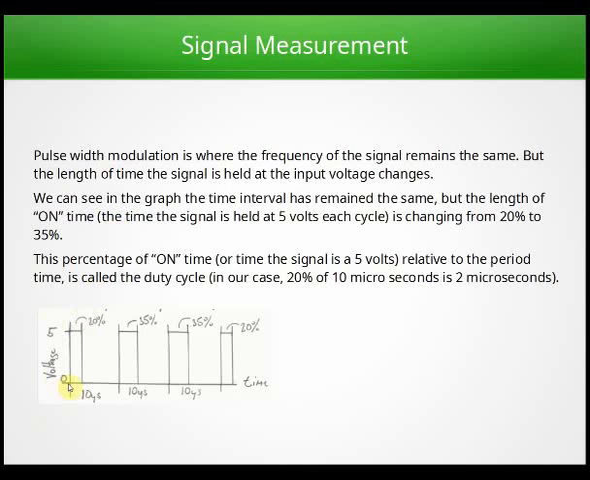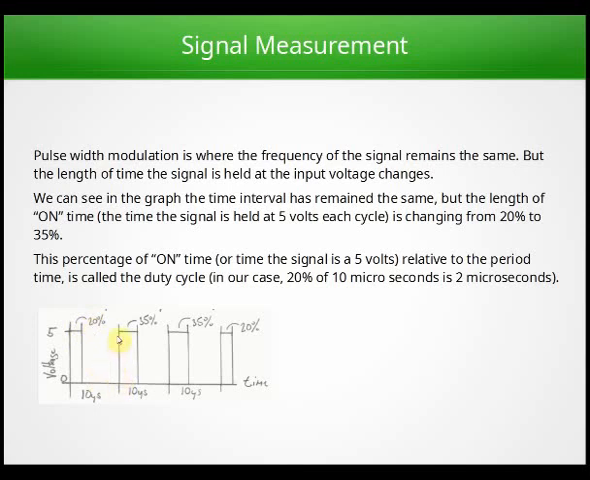Okay, so at this moment in time, the signal is 5 volts, and it stays on for roughly 20% of 10 microseconds. So it's on at 5 volts, and then it goes to 0 volts, and it stays off for roughly 80%. So 80% of 10 microseconds would be 8 microseconds. So it's on for 2 microseconds and off for 8.